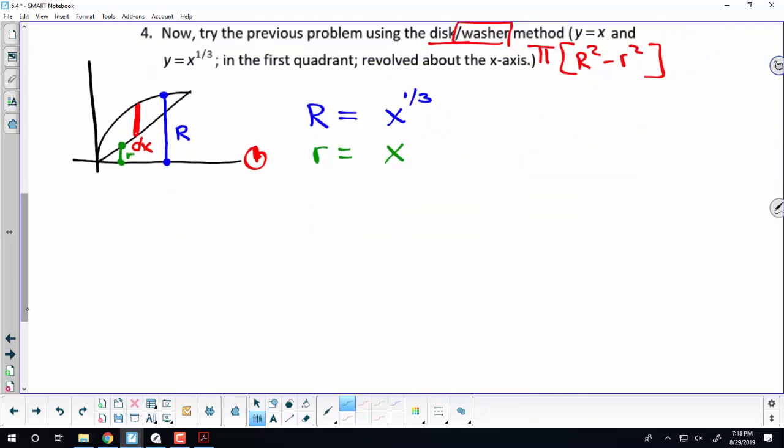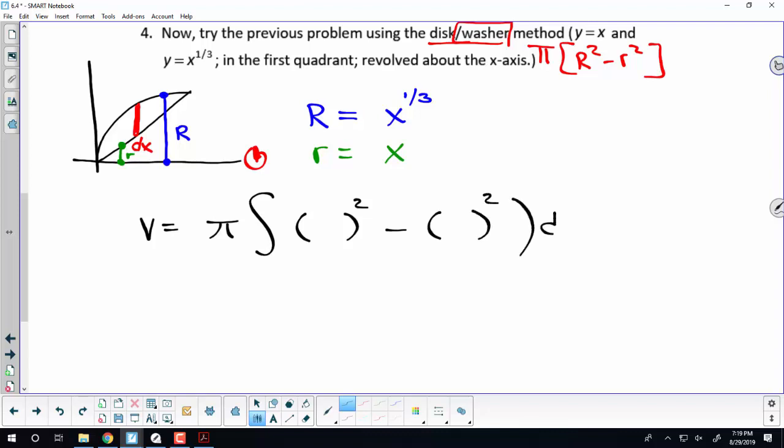All right, so let's just put this into our volume. Volume is pi times the integral of the outer radius squared minus the inner radius squared with respect to x. So the outer radius is x to the 1/3, and the inner radius was x. From above, we know those points are 0, 0 and 1, 1.